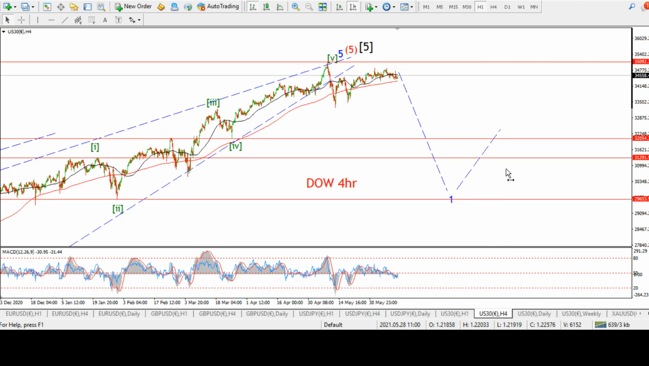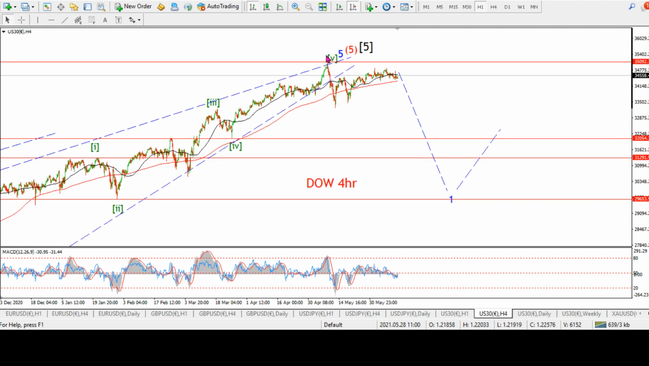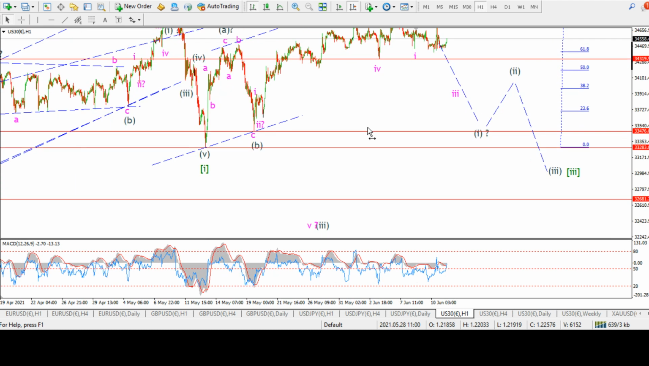Okay, so we have the Dow here. We have 5 waves up in an ending diagonal. We have an impulsive move 1, 2, still in play off the high. We have bearish divergence on the 4-hour. We have bearish divergence on the daily. Back on the 4-hour count, you can see that we have that impulsive move lower and 3 waves up to a lower high. Go to the hourly count here.